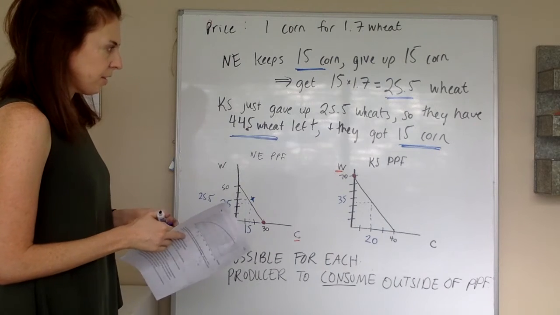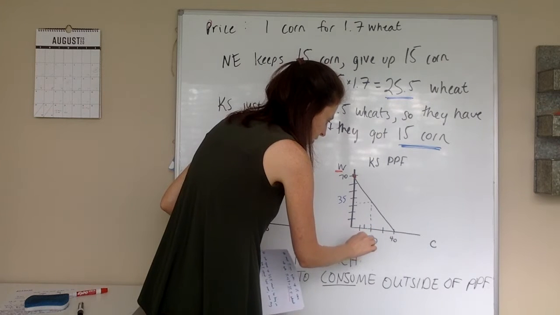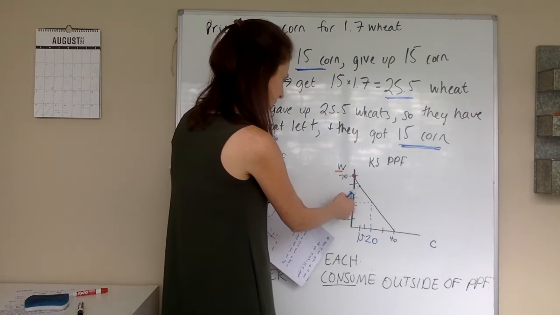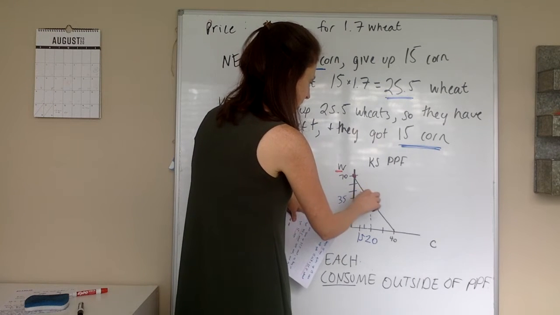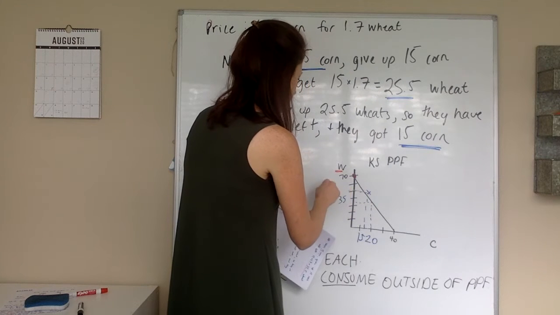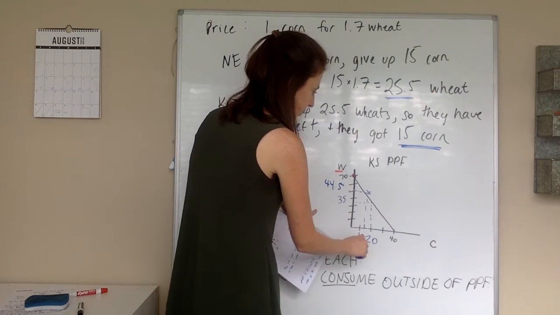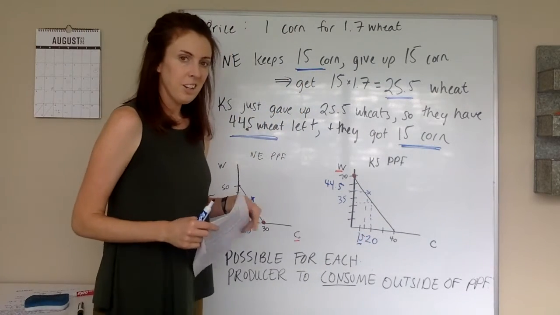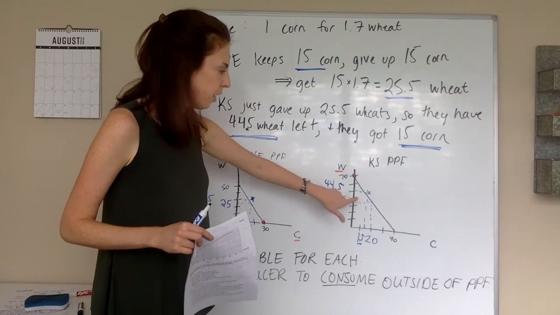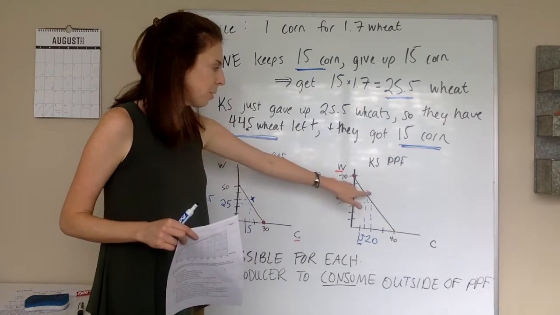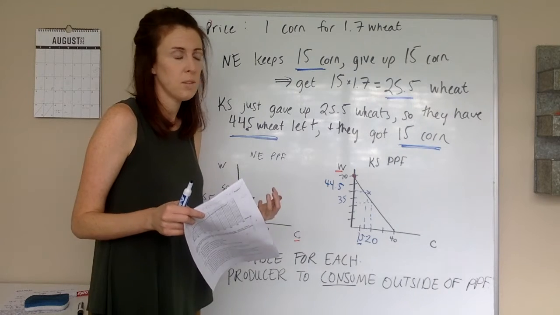Okay, let's think about plotting this on their PPF. So 15 units of corn is going to be somewhere around here-ish. 44.5 is going to be somewhere around here-ish. And so this is going to be their new consumption bundle. We got 44.5 and 15 right there. Okay, if you actually draw this to scale, I'm not good at drawing, so I apologize for that. When you draw this to scale, what you'll find is that for each state, their consumption bundle exceeds their PPF, or exceeds the boundary of what's possible for them to produce.